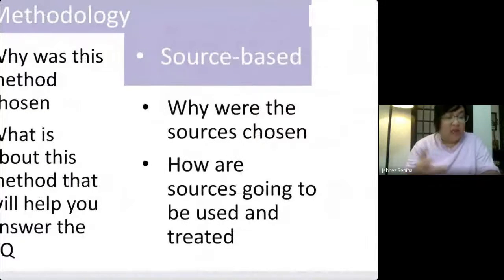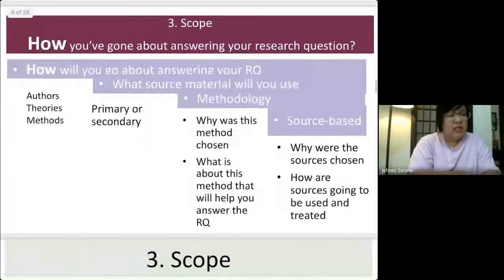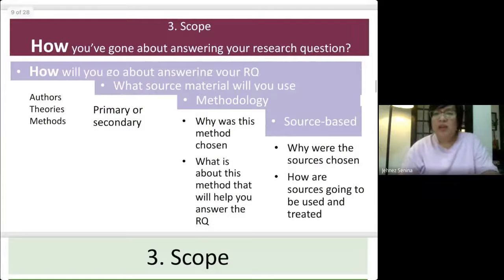Source-based, again, why this resource? Why this author? The scope is very important because it tells the reader how you are going to focus your essay and how you are going to answer your research question. Focus and knowledge is one of the components for the criteria here. It's 6 marks. So they're going to look at your how. They look at your question and they look at your scope.